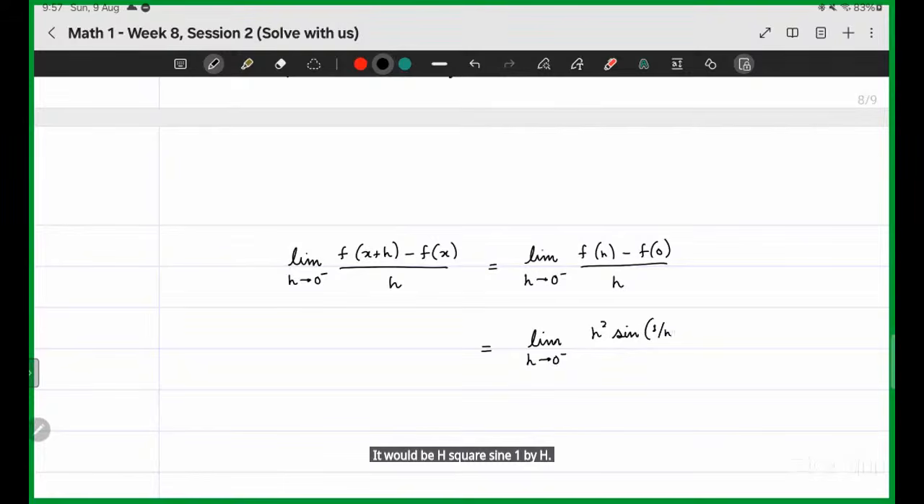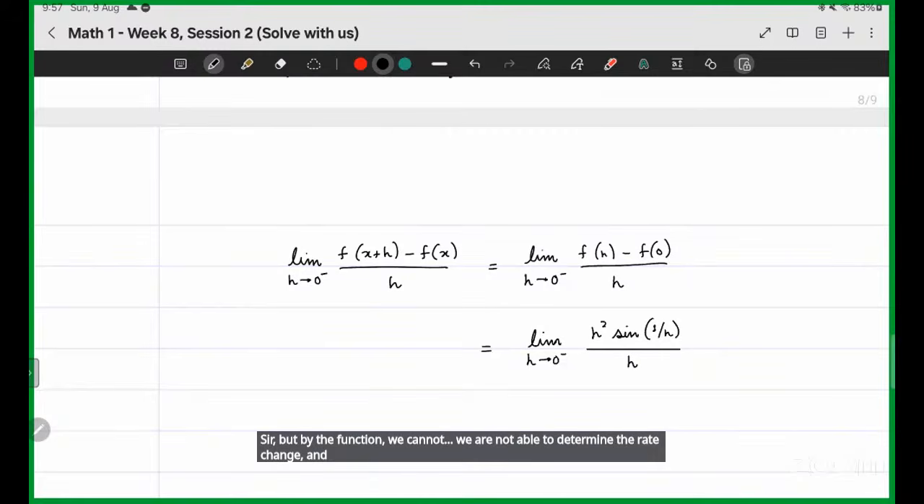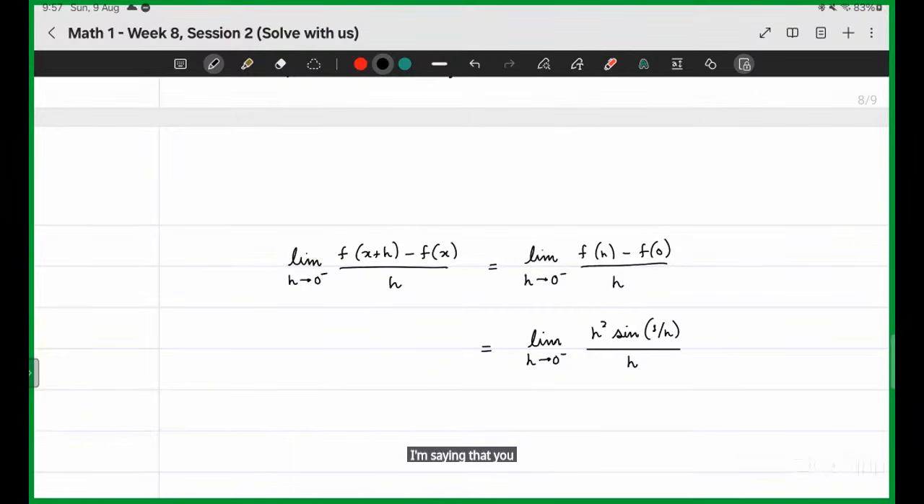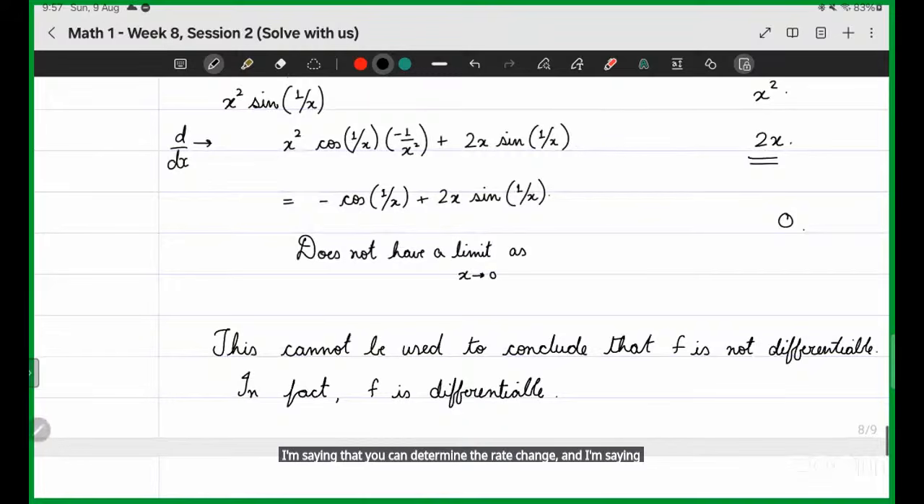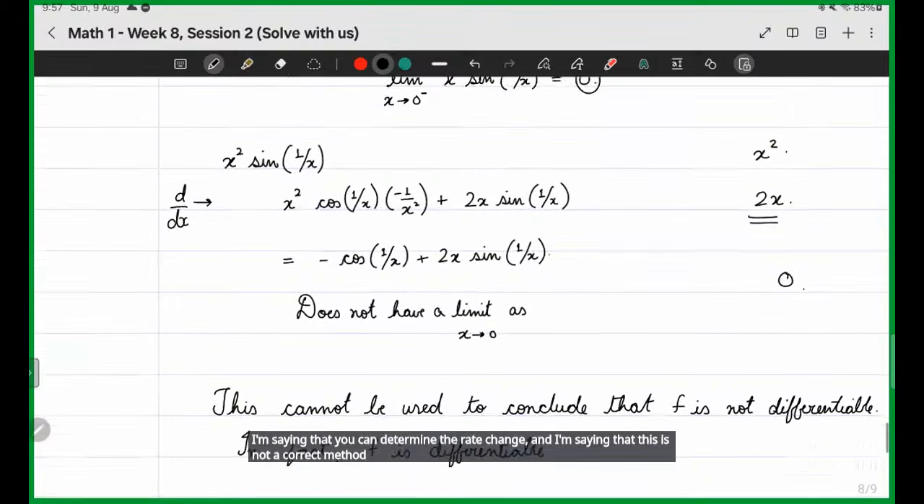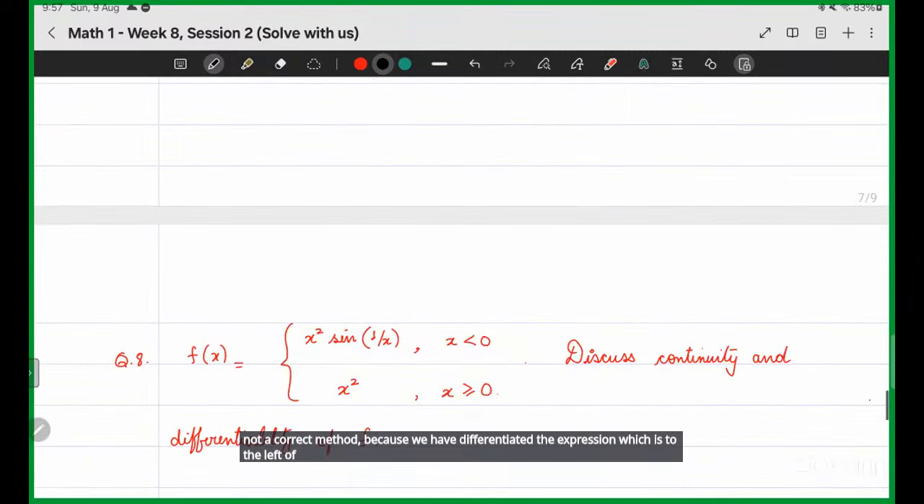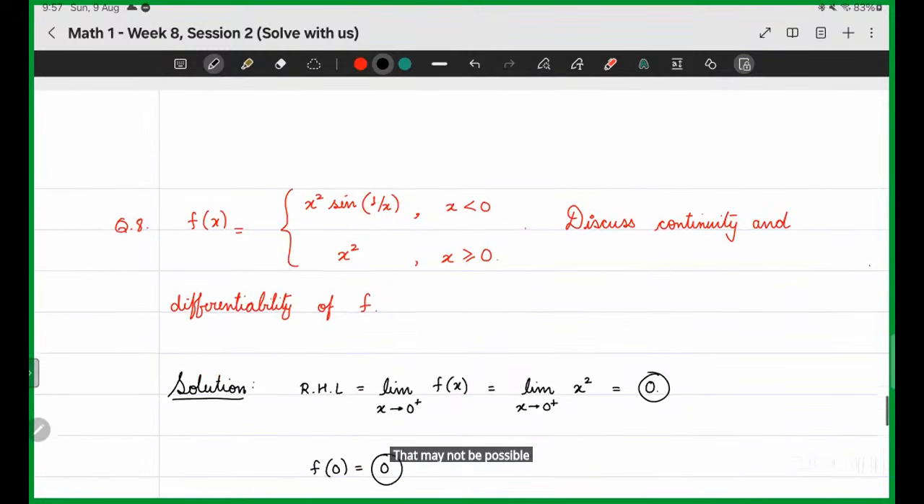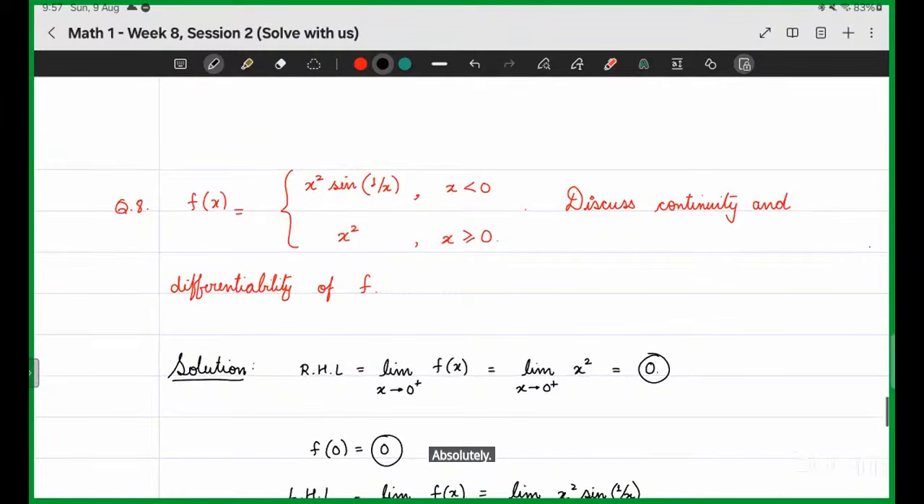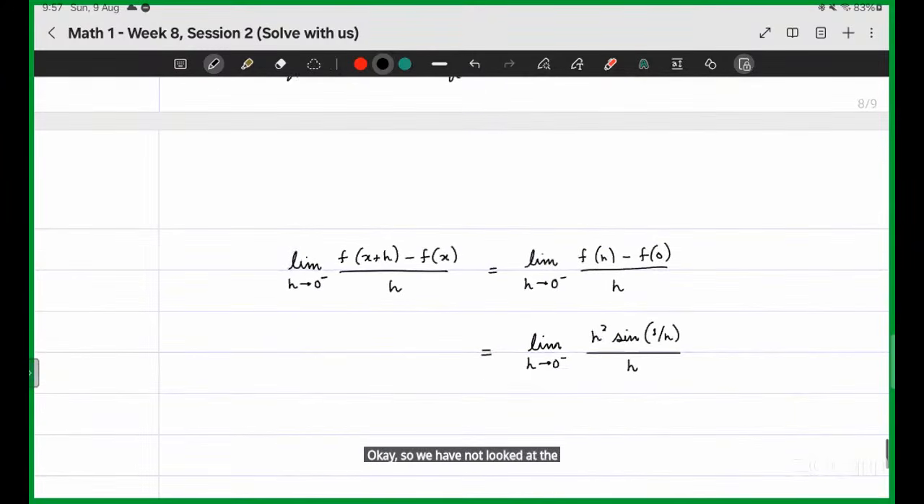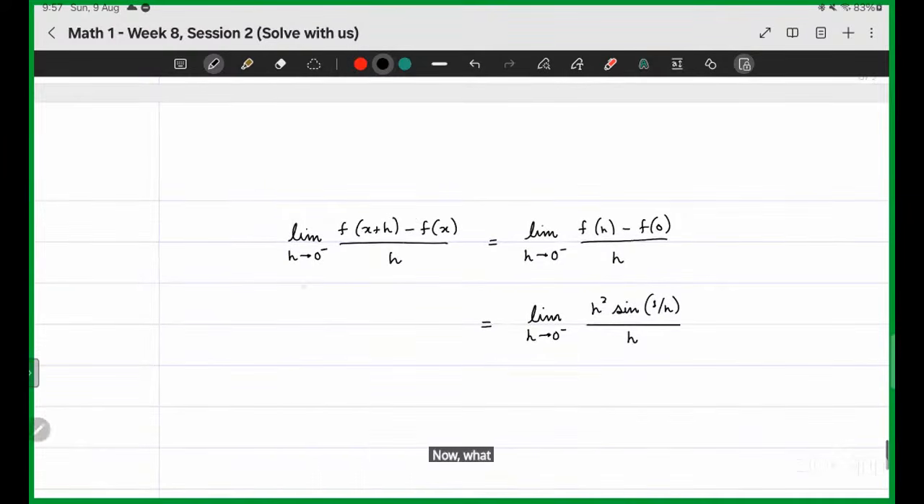Sir, but by the function we are not able to determine the rate change. And if we are not able to determine the rate change, how can we say it is differentiable? I'm saying that you can determine the rate change, and I'm saying that this is not a correct method because we have differentiated the expression which is to the left of 0 and tried to approximate the slope using that. That may not be possible. Absolutely, yes. Okay, so we have not looked at the first principle definition. Now, what does the first principle definition say? If this limit exists, then you're good to go. That's the rate of change.